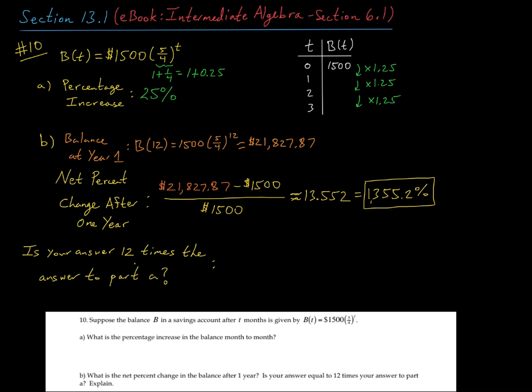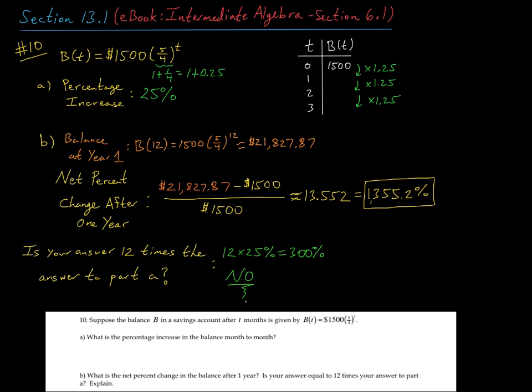And then is this answer that we just got 12 times the answer to part A? Well, what is 12 times the answer to part A? We said month to month we're increasing our balance by 25%. So if I did 12 times 25%, well, that's going to give me 300%. But we know from this previous calculation here that the true net percent change is in fact 1,355.2%. So the answer there is no.